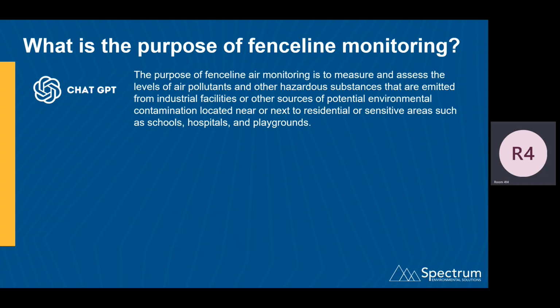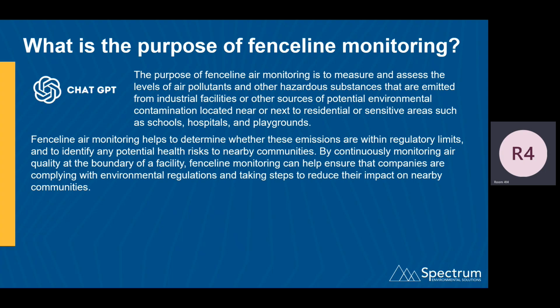I won't read a whole bunch of slides, but this is one of them where I'm going to read a ChatGPT response. The purpose of fenceline air monitoring is to measure and assess levels of air pollutants and other HAPs that are emitted from industrial facilities or other sources of potential environmental contamination located near or next to residential or sensitive areas such as schools, hospitals, and playgrounds. Fenceline monitoring helps to determine whether these emissions are within regulatory limits and to identify any potential health risks to nearby communities. By continuously monitoring air quality at the boundary of a facility, fenceline monitoring can help ensure that companies are complying with environmental regulations and taking steps to reduce their impact on nearby communities.